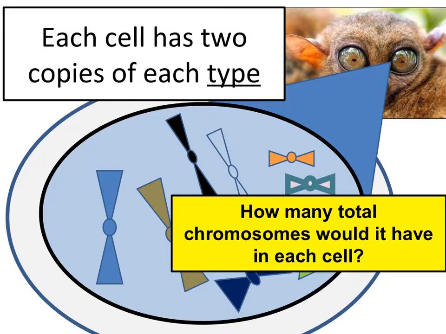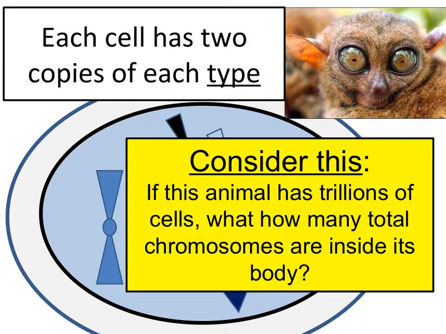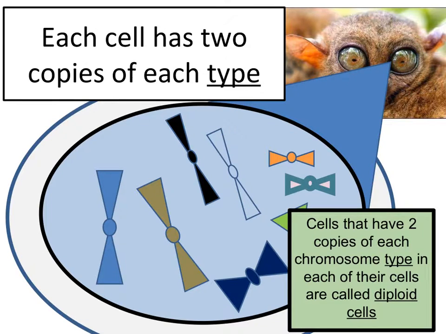So what happens if you have 4 different kinds of shoes, gym shoes, dress shoes, whatever, okay? How many shoes would you have total? Well, if they come in pairs, you have 4 different types, but they come in pairs, so you have 8. So here's something to consider as well. If this tarsier has trillions of cells and each cell has 8 chromosomes inside of it, how many chromosomes are you talking about inside of an actual living body? How would you do that math? Yeah, that's a lot of chromosomes.